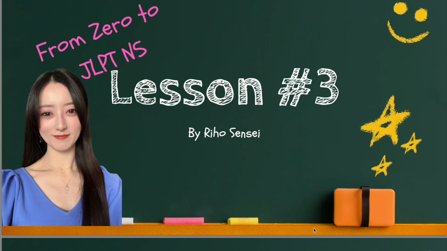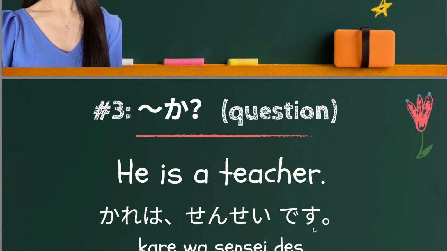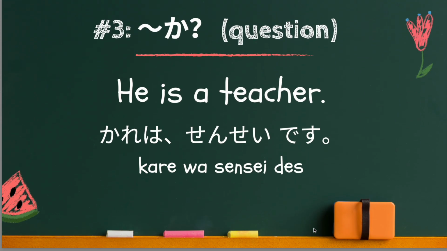This is lesson 3. So in the first and second lesson, you have learned the X is Y grammar format in Japanese. For example, he is a teacher. This is 彼は先生です in Japanese. X is he, Y is teacher. X is Y sentence. This is 彼は先生です.